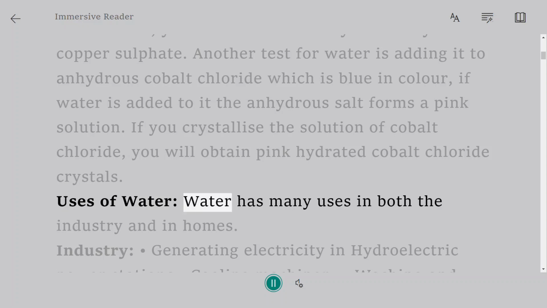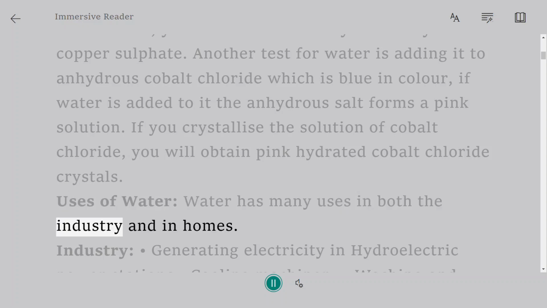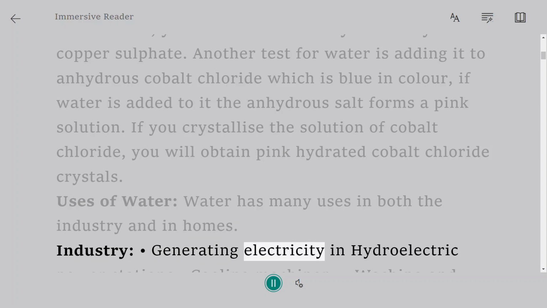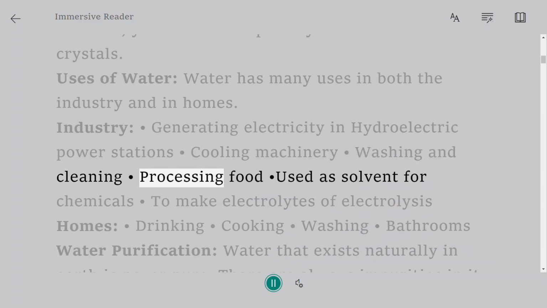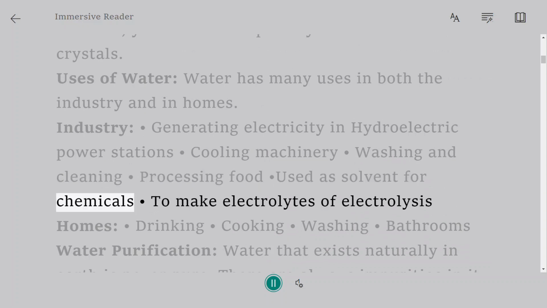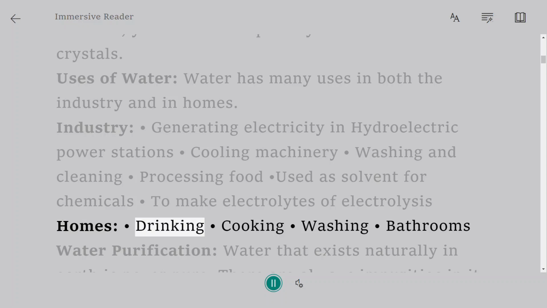Uses of water. Water has many uses in both the industry and in homes. Industry: generating electricity in hydroelectric power stations, cooling machinery, washing and cleaning, processing food, used as solvent for chemicals to make electrolytes of electrolysis. Homes: drinking, cooking, washing, bathrooms.